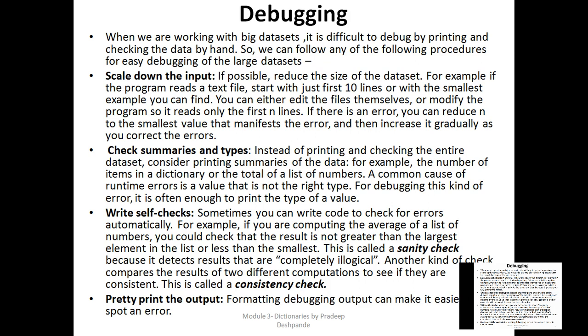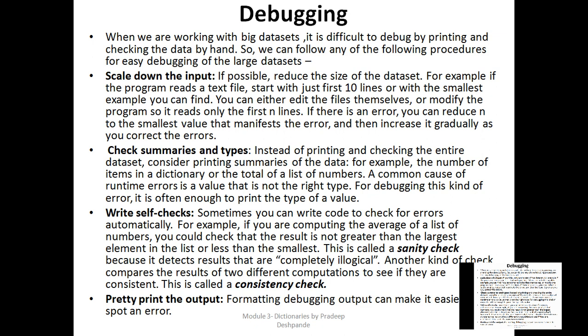Next we have some debugging. Debugging means what? Here, if there are some errors, you have to remove them. So four ways are here. First, scale down the input. If possible, we can reduce the size of the data set. For example, if the program reads a text file, start with just the first 10 lines, or with the smallest example you can find. That is one way. Otherwise you have to edit all the things. We will not know where the error is, so it is better to reduce the size of the data set. If the file contains thousands of lines, just go with the first 10 lines at the beginning.